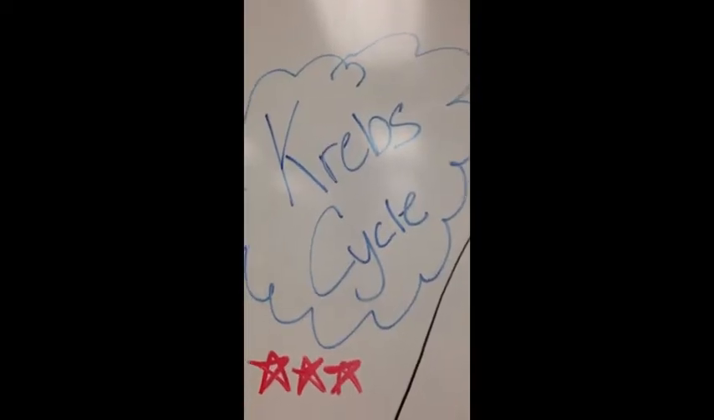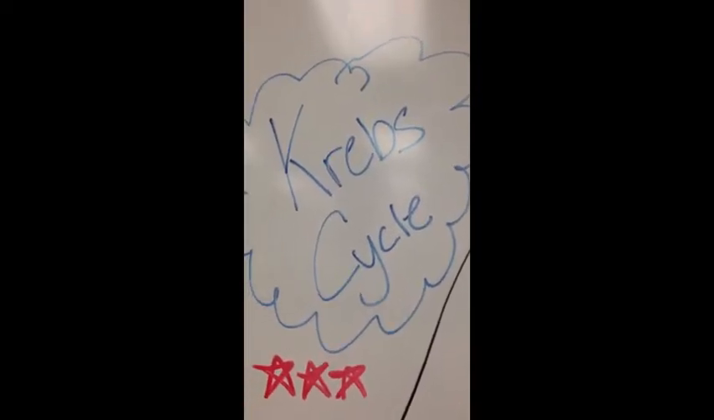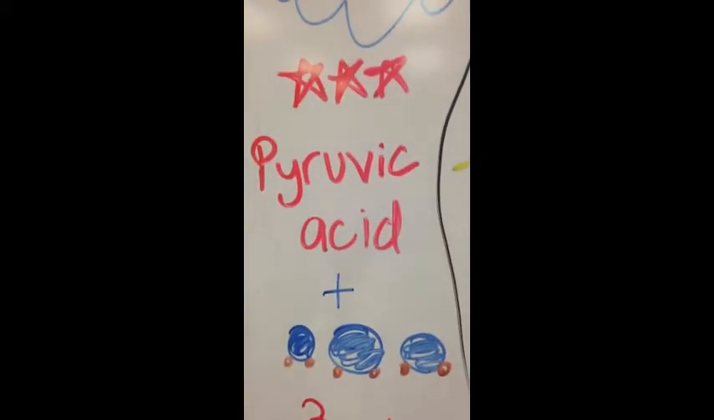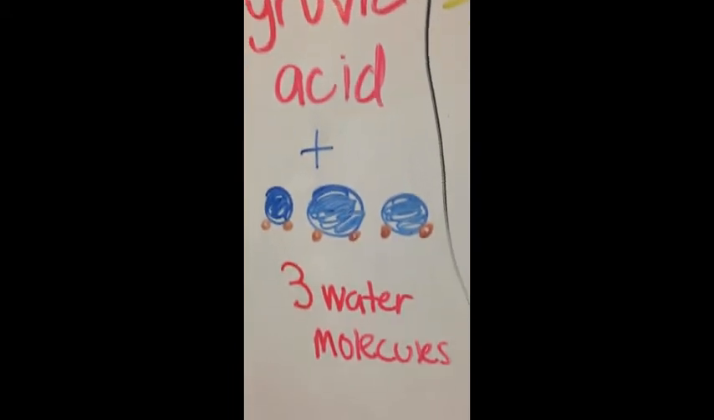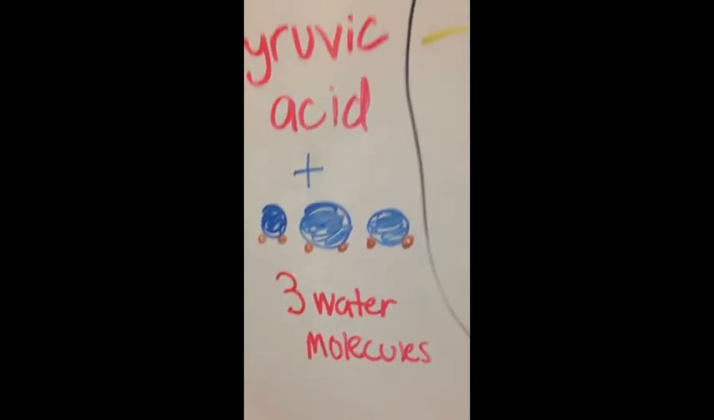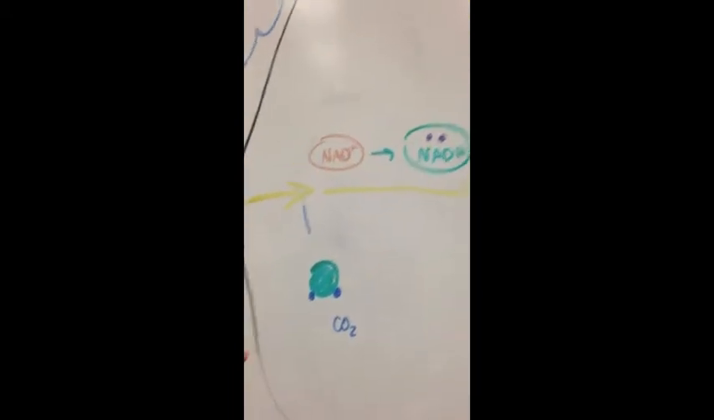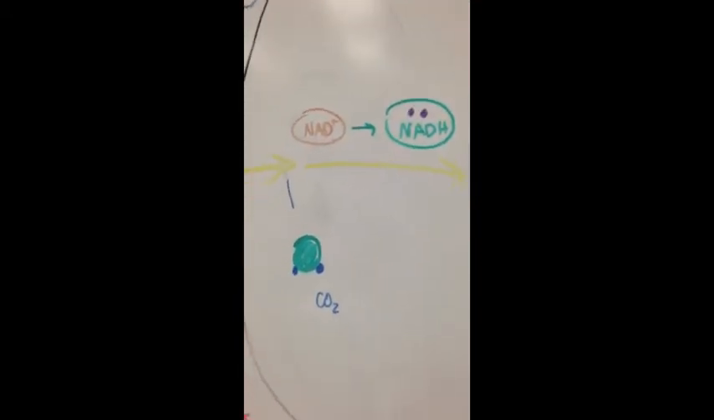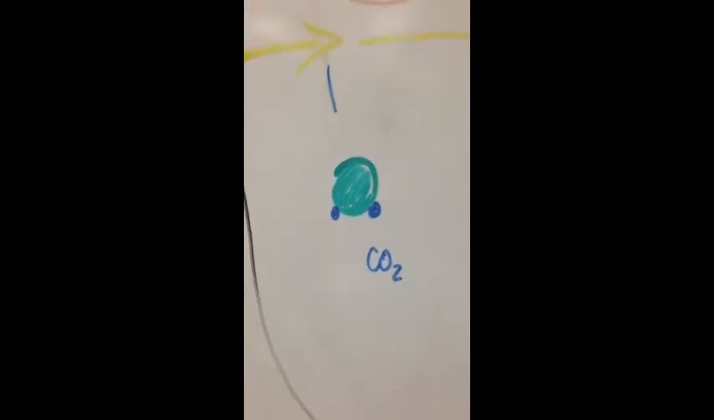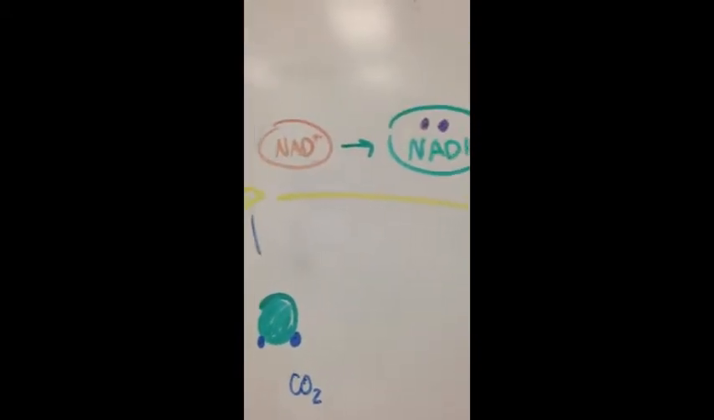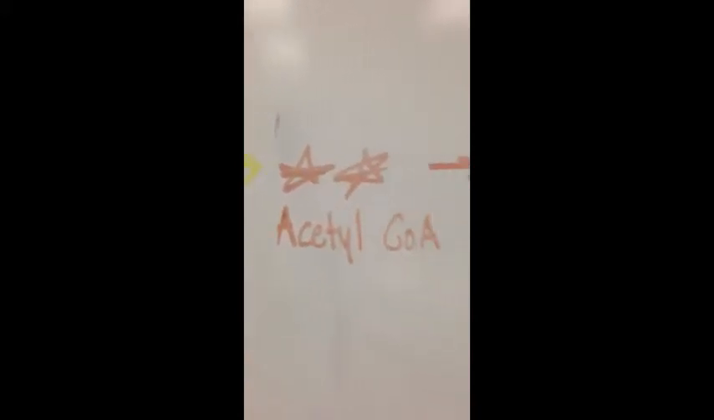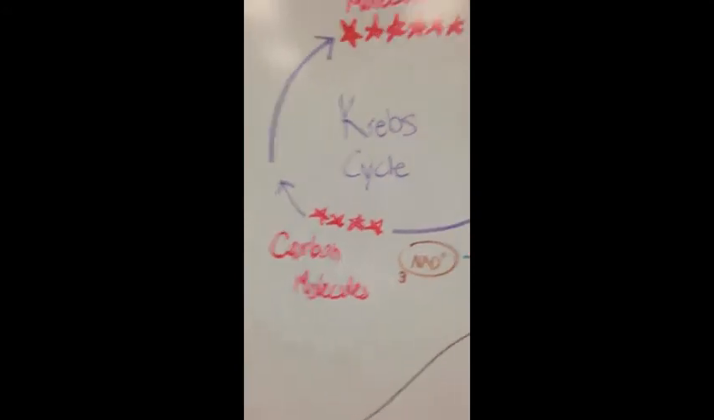The second stage of cellular respiration is the Krebs cycle. The pyruvic acid from glycolysis mixes with 3 water molecules. At this point, you enter the mitochondria. The byproduct of the pyruvic acid and the 3 water molecules is CO2. Then, NAD positive obtains 2 electrons, creating NADH. With that, you get acetyl-CoA. The acetyl-CoA then enters the Krebs cycle.